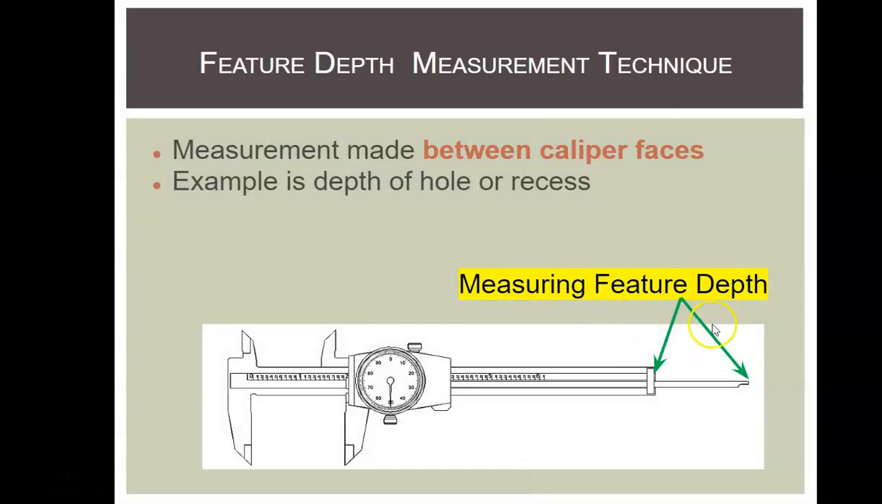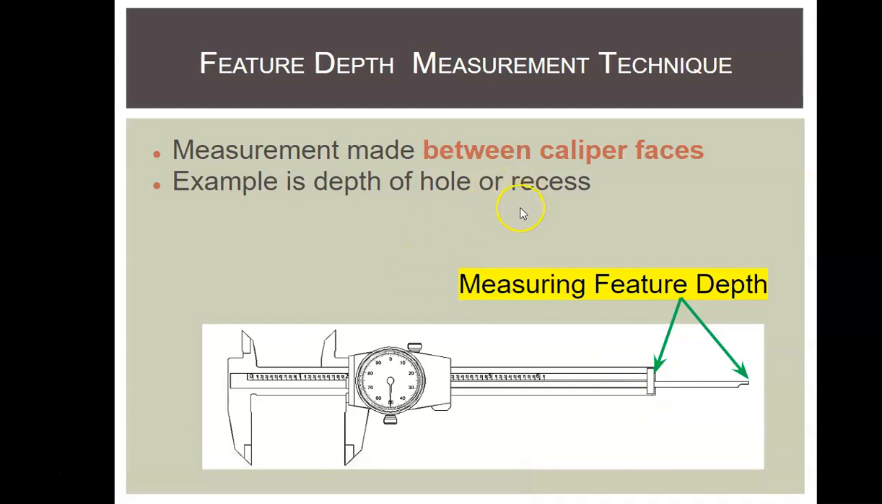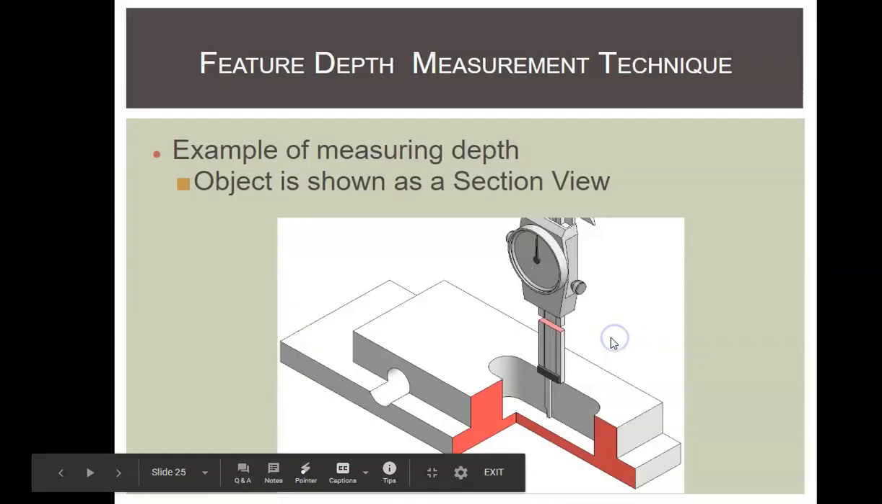Okay? And then there's feature depth. So if you have a tiny hole or a recess, something that goes down in, you can stick that tail down in there and use the end of this dial caliper to get that measurement, as you can see in this picture. So the tail goes all the way down, and then you slide your dial caliper down until it hits this little flat edge.